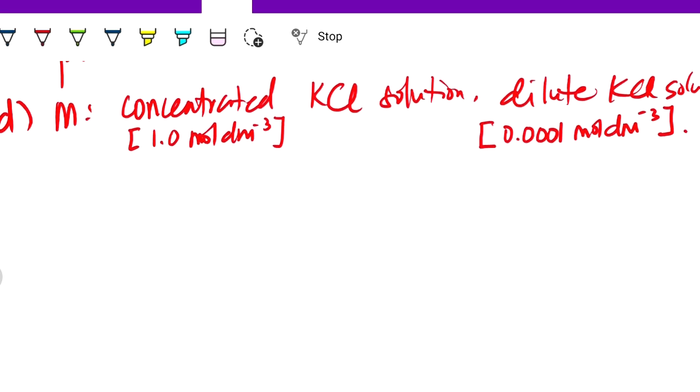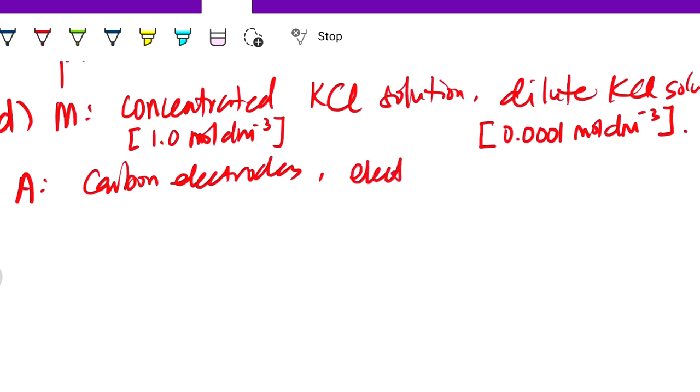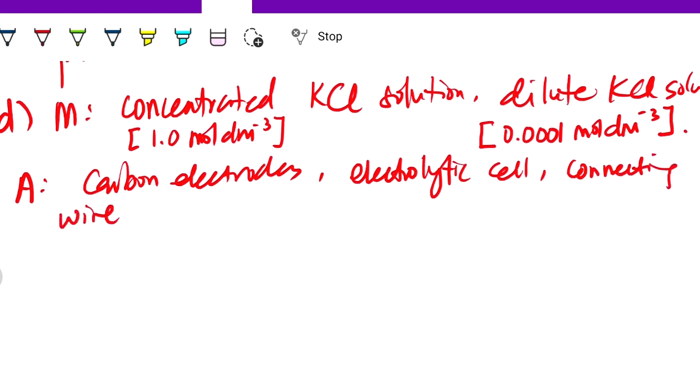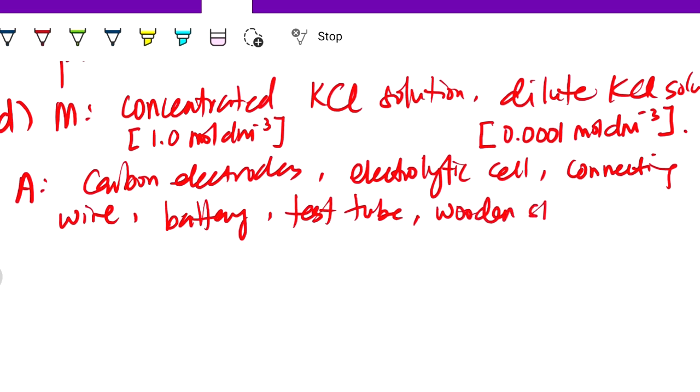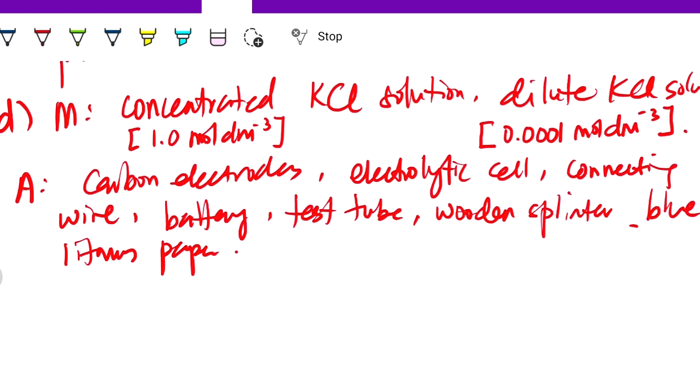Then after that, we need the apparatus. We need carbon electrodes, electrolytic cell, connecting wire, battery, test tube, wooden splinter, then blue litmus paper.